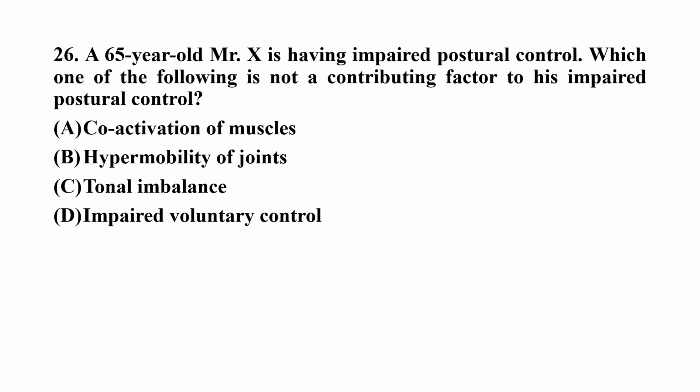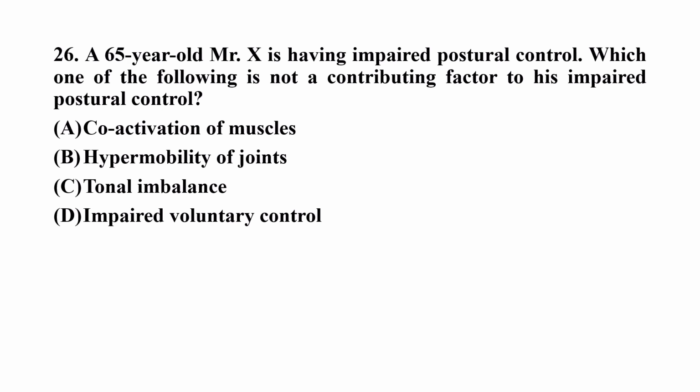Option A, coactivation of muscle. Coactivation means simultaneous contraction of agonist and antagonist muscle. In older adults, this often acts as a compensatory stabilization strategy to improve joint stability during balance tasks. For example, during standing, both quadriceps and hamstrings may contract together to increase joint stability, so it may actually help to maintain posture, not impair it.